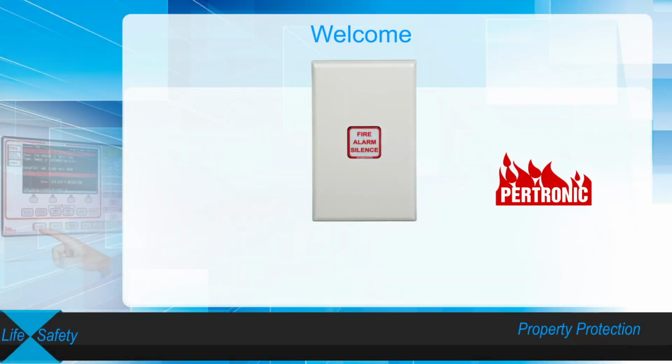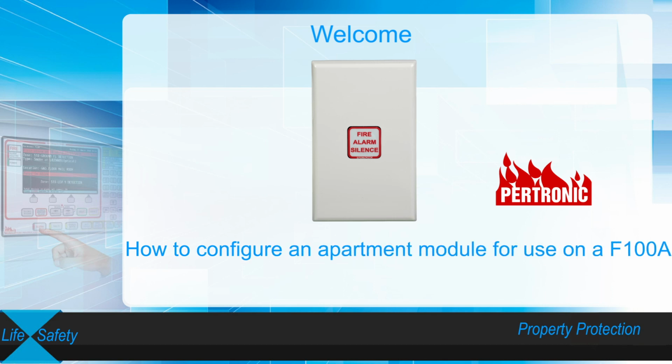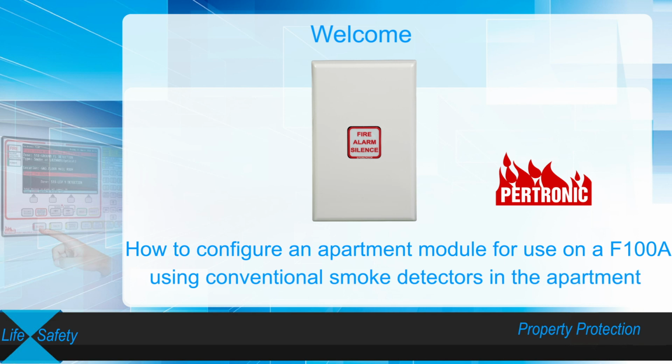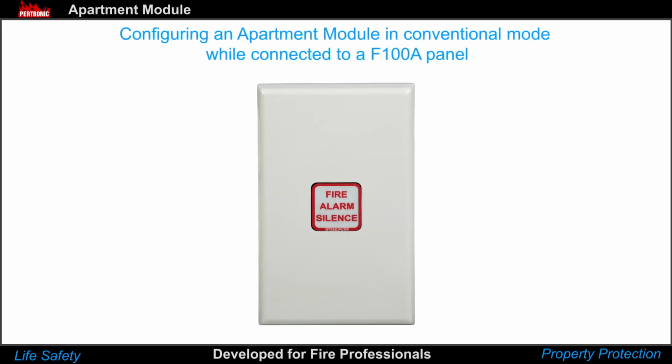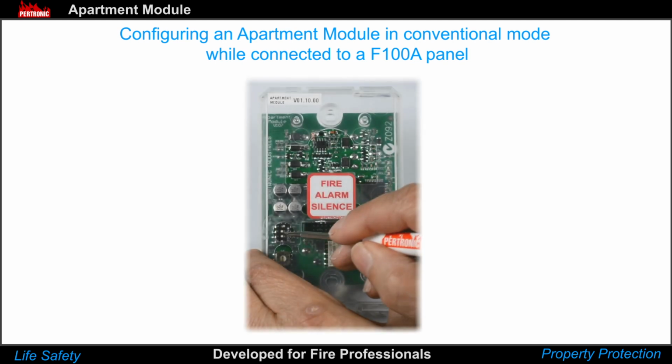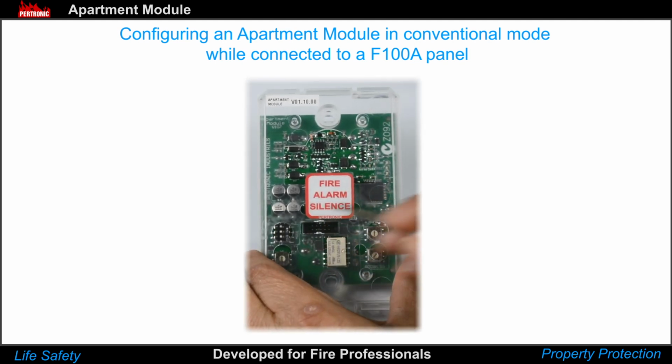Welcome. In this training video we will demonstrate how to configure an apartment module for use on an F100 panel using conventional smoke detectors in the apartment. To start, let's configure the apartment module's dip switch for conventional mode. Set SW1 to the off position.